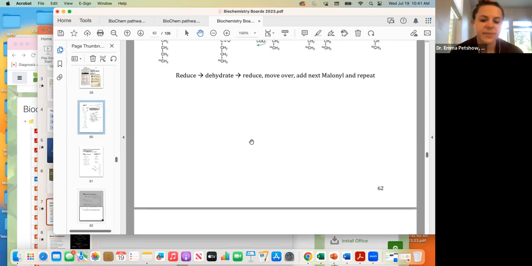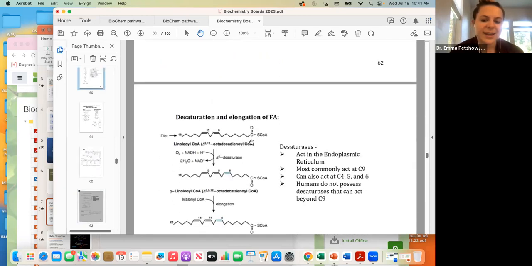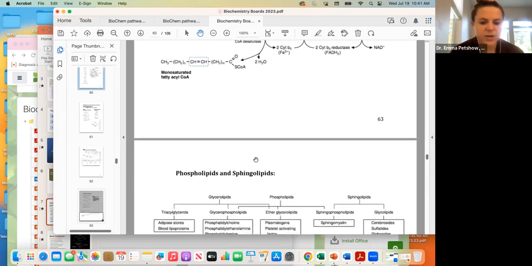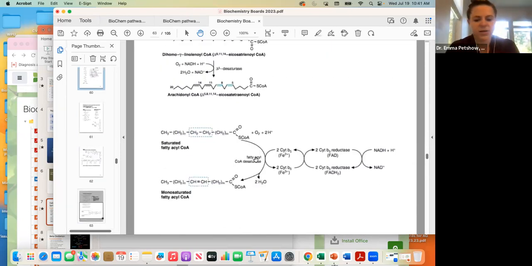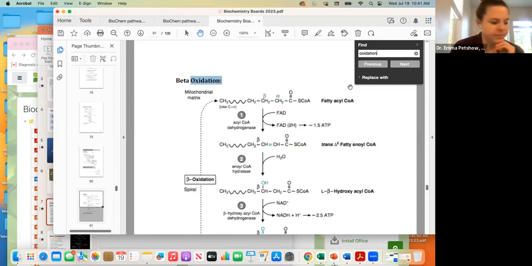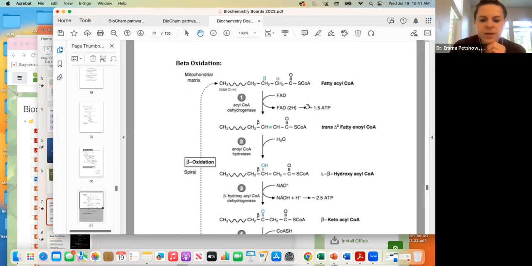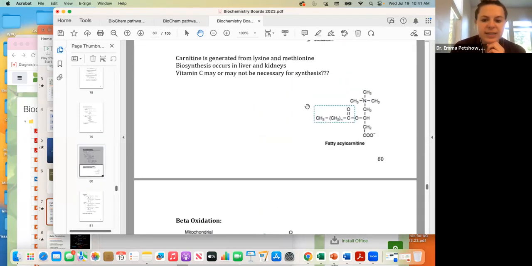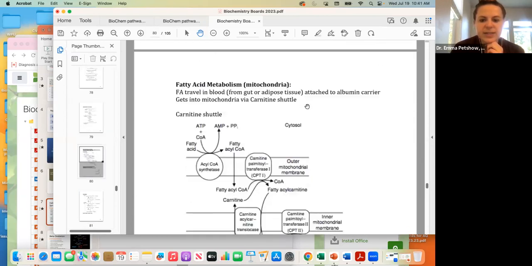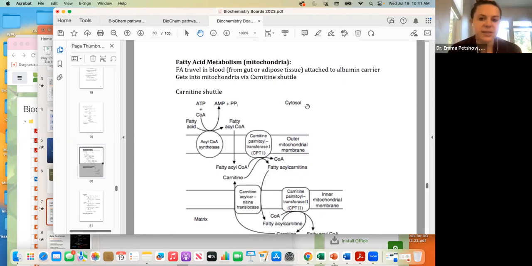Okay. Now, we're not going to talk about elongation or saturation. We're going to talk about breakdown. So fatty acid oxidation. Let me find my oxidation. There we go. Beta oxidation. So we talked about lipogenesis here, and I'm just going to make sure this is fatty acid metabolism. Perfect. So now we're going to talk about lipolysis, the breakdown of our fatty acids or our fats.